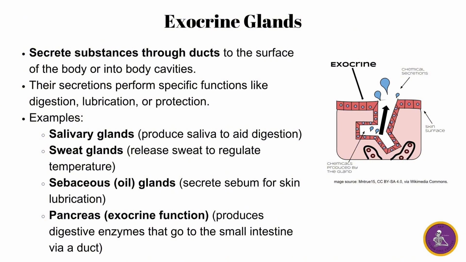Here are some common examples. Salivary glands release saliva into the mouth to aid digestion and moisten food. Sweat glands help regulate body temperature through evaporative cooling. Sebaceous or oil glands secrete sebum, which lubricates and waterproofs the skin and hair. The exocrine portion of the pancreas produces digestive enzymes that travel through a duct to the small intestine.